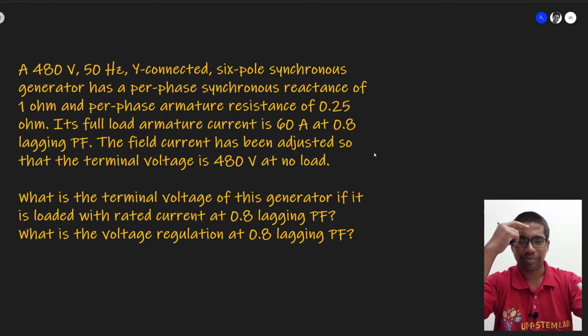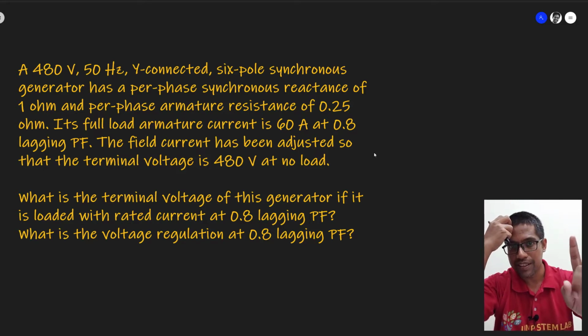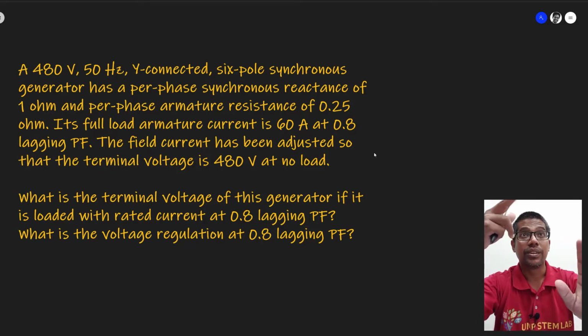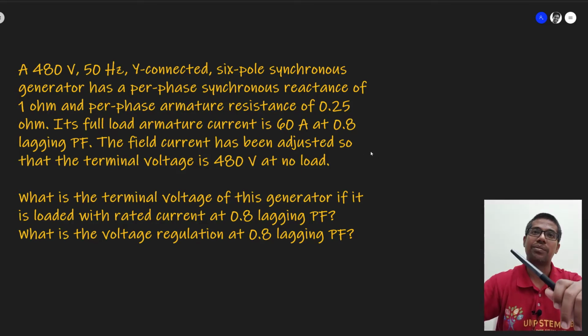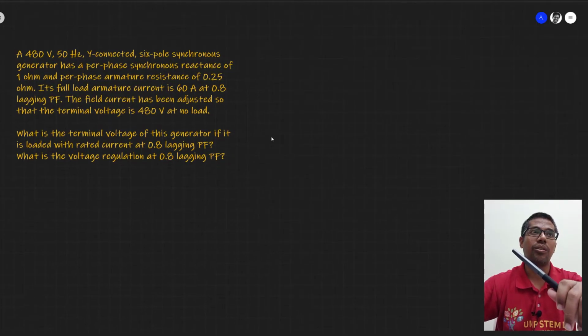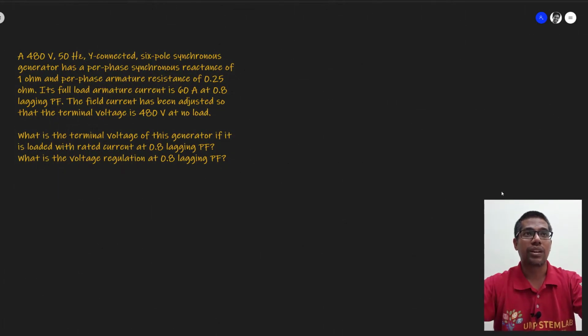In this case, is this Y connected or delta connected? That's one of the first things you need to figure out when you answer a question like this. You know that it's Y connected. When you have something like this, it's best to draw. This question asks about the terminal voltage if it is loaded at rated current at 0.8 lagging power factor. We will see about that. And then it asks about voltage regulation.